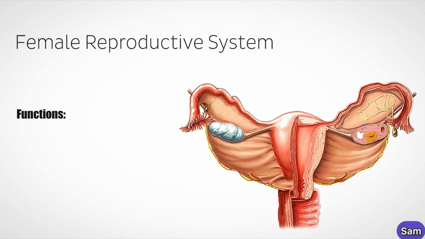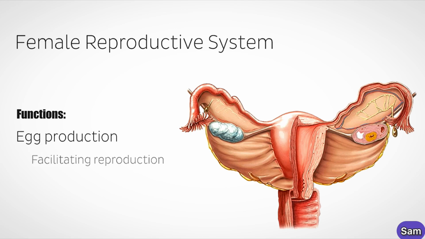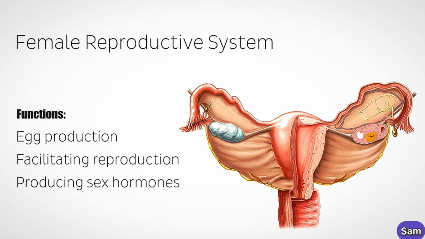The female reproductive system is responsible for several functions, the first of which is producing the eggs necessary for reproduction, which we'll talk a little bit more about later. It's also responsible for facilitating or creating the environment in which reproduction can occur. And finally, it's also responsible for producing the female sex hormones that maintain the reproductive cycle and play a direct or indirect role elsewhere in the body.